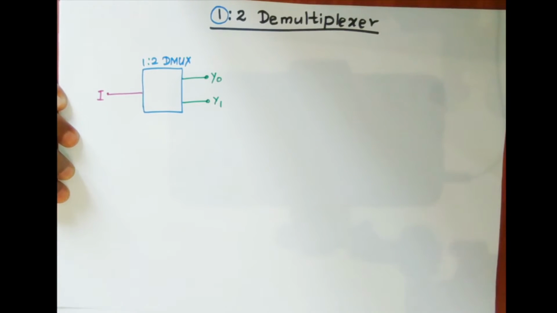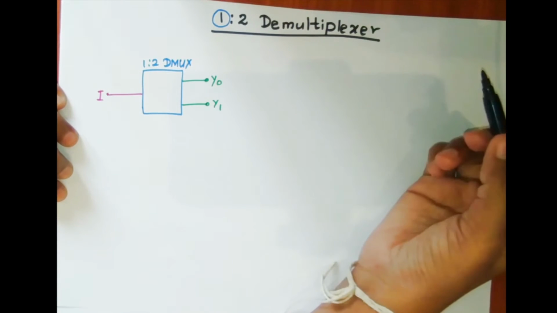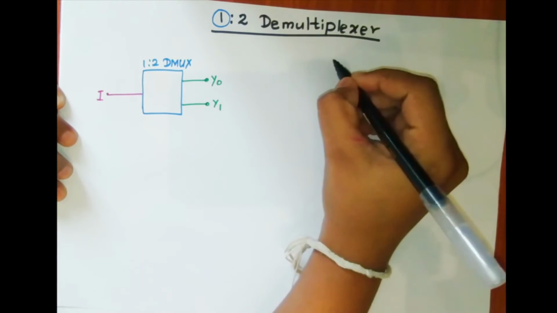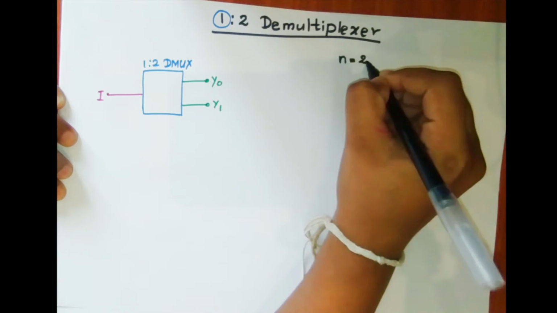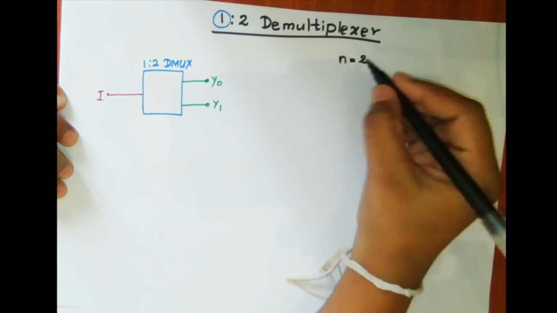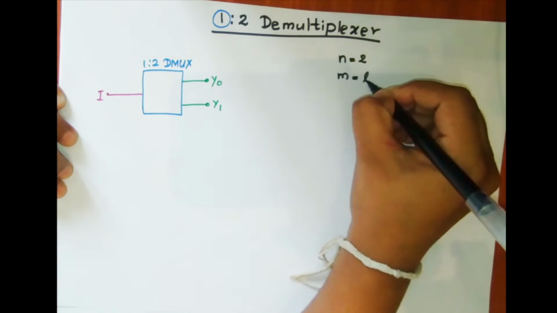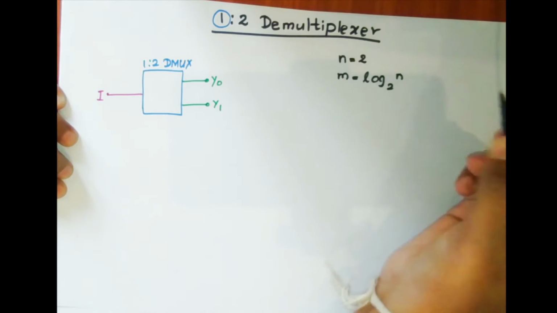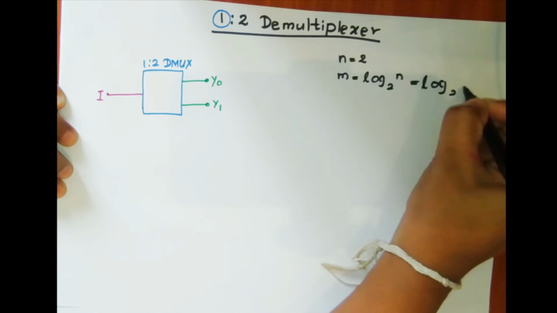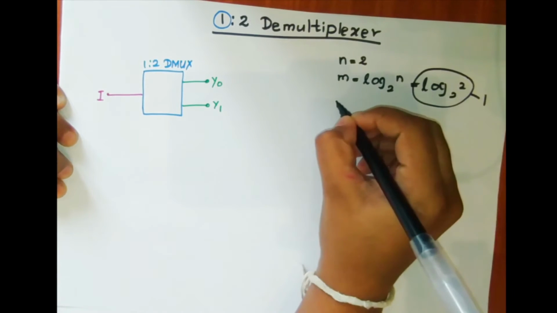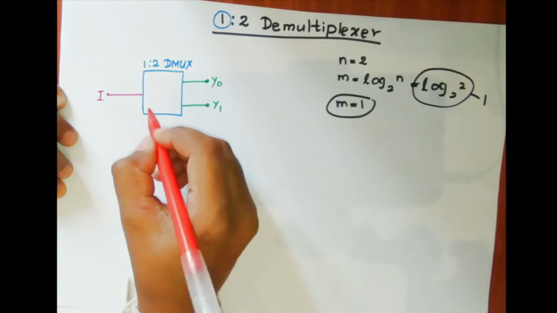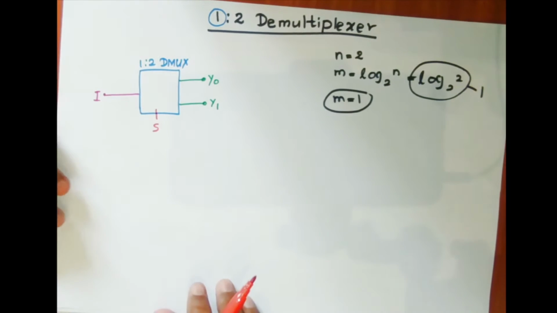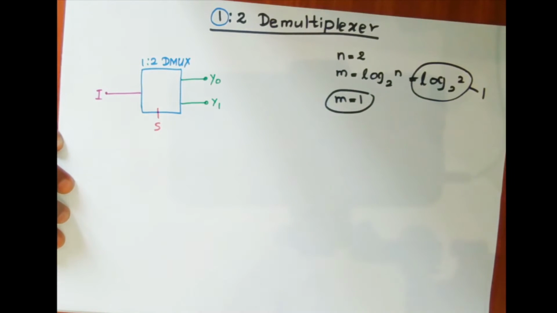So let's find out the number of selectors in this demultiplexer. It is similar to the multiplexer. We can get the number of outputs. Here we take the number of outputs as n, and here it is equal to 2. If we take the number of selectors as m, we can write m equals log 2 to n, and it is equal to log 2 to 2. So this equals 1. So m will be equal to 1. So there is one selector.